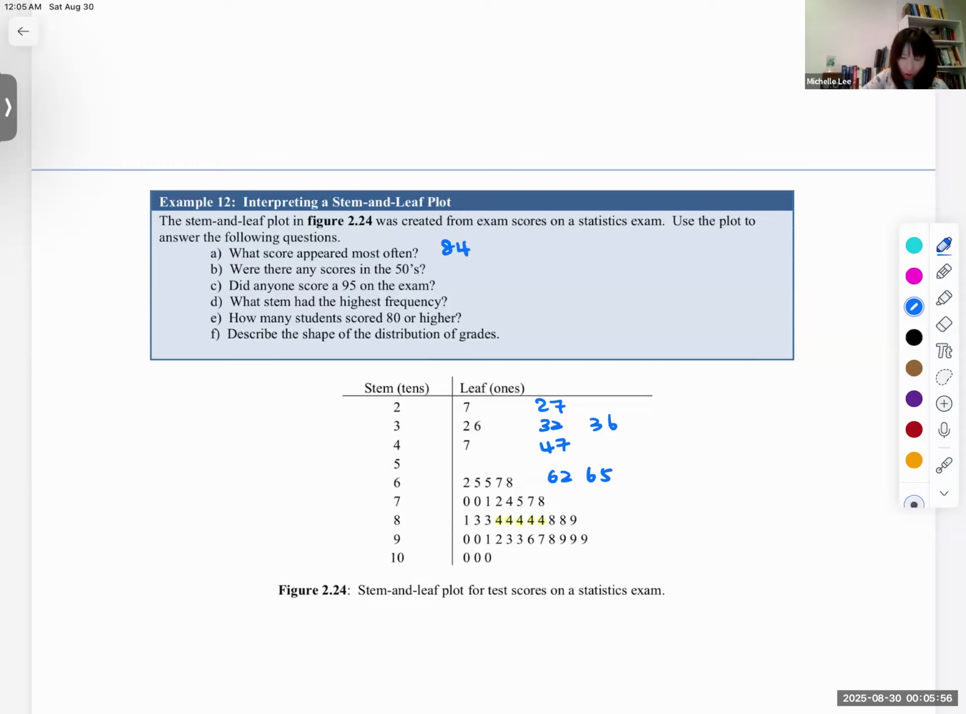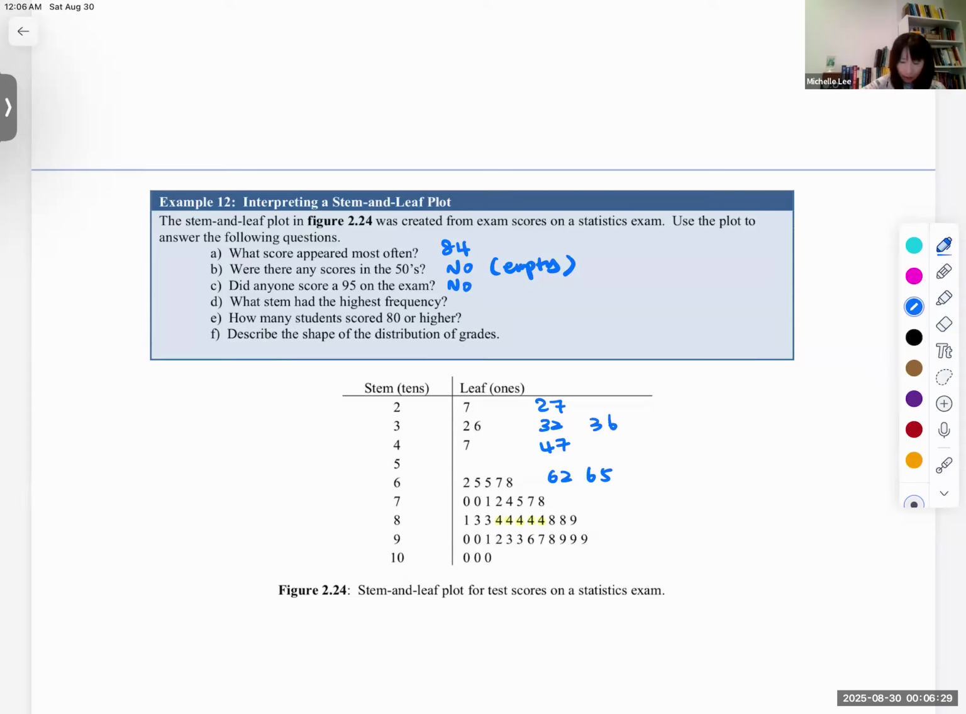Okay, second one, were there any scores in the 50s? No, it's empty, right? Empty. C, did anyone score 95 on the exam? So 95? No, right? We don't have that. We have 93, 96, 97, 98, but not 95, right?